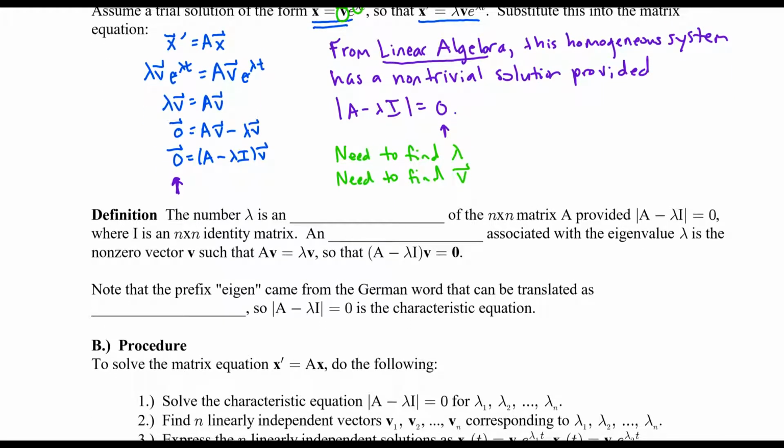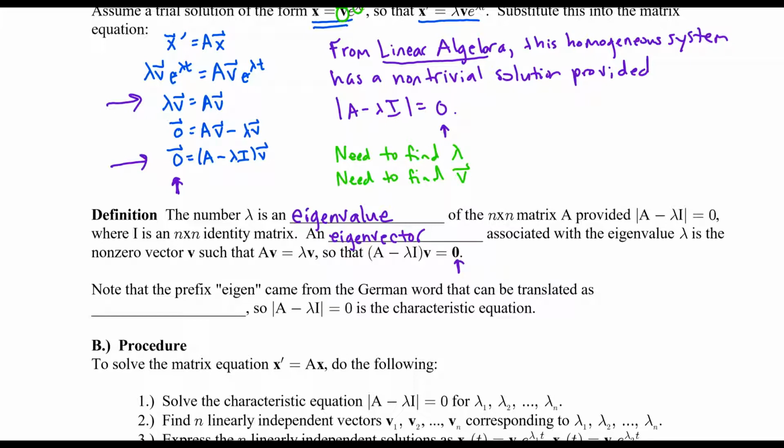Definition: the number lambda is called an eigenvalue of the n by n matrix A, provided the determinant of A minus lambda I equals scalar 0, where I is an n by n identity matrix. An eigenvector associated with the eigenvalue lambda is the non-zero vector v, such that A times v equals lambda v. That's what we have up here, so that this equation is satisfied. Again, notice the bold print over here that indicates 0 vector.